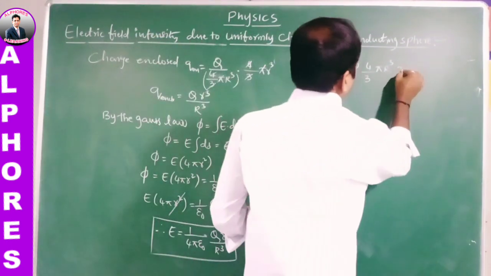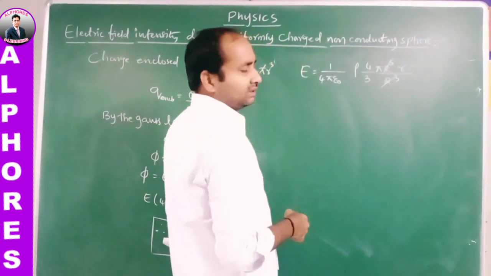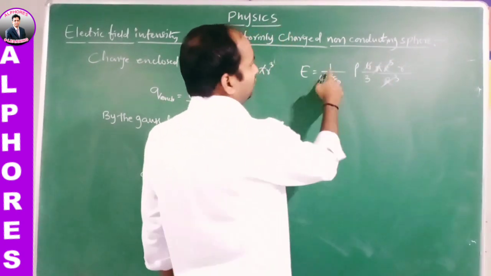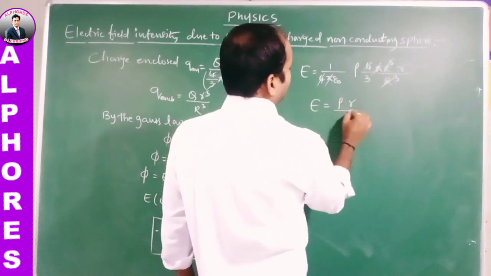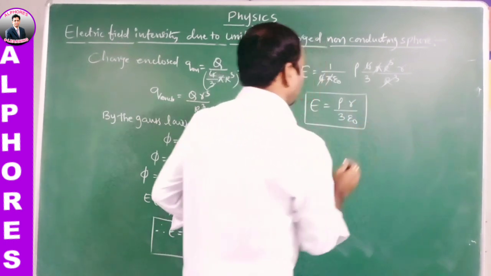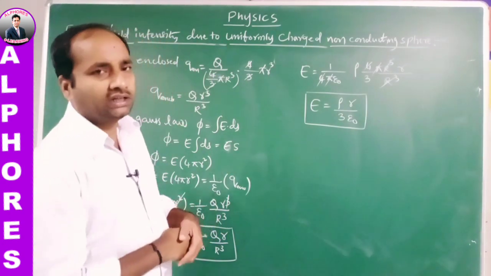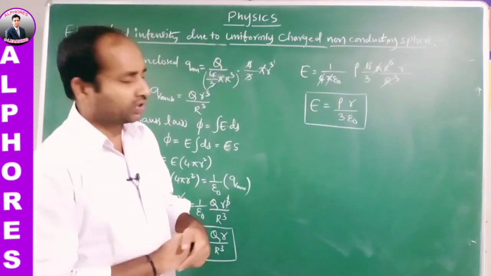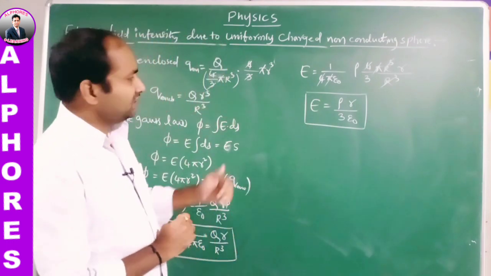Into small r by capital R cube. Then the r cube gets cancelled, and the 4 pi gets cancelled. What is remaining here? E is equal to rho r by 3 epsilon naught. This is also an expression for the electric field intensity at any point inside the non-conducting sphere, in terms of volume charge density. This is about the electric field intensity at any point inside.